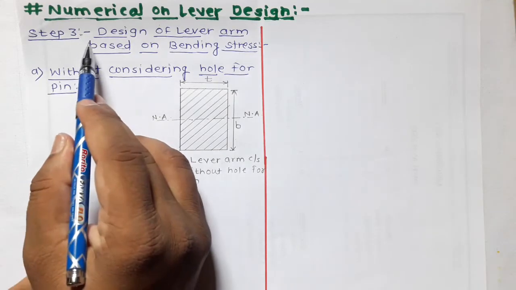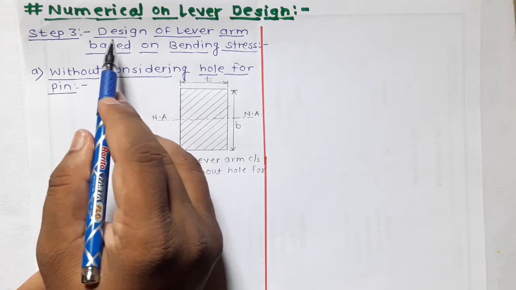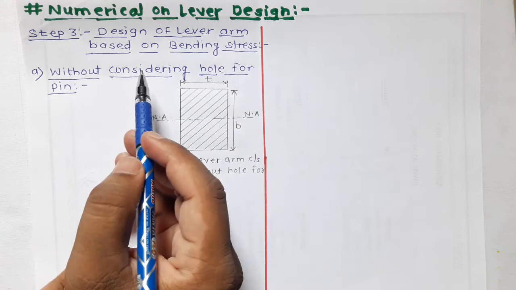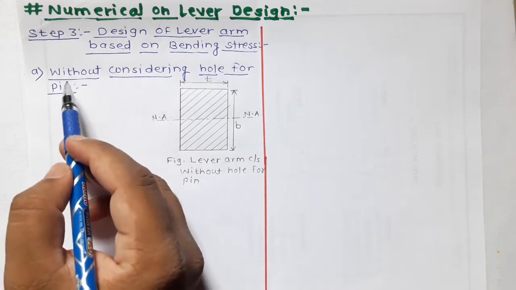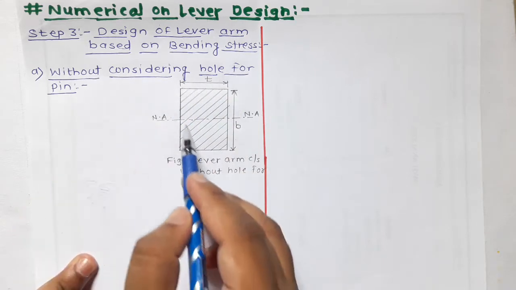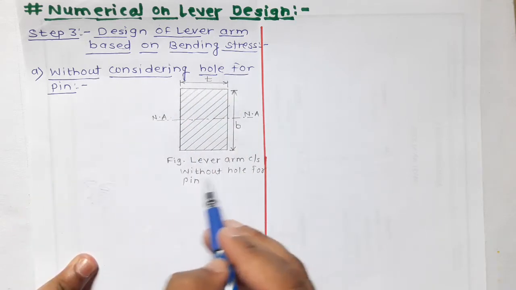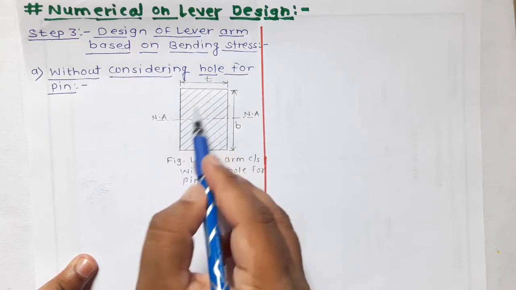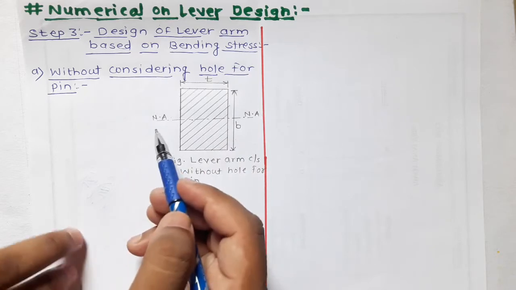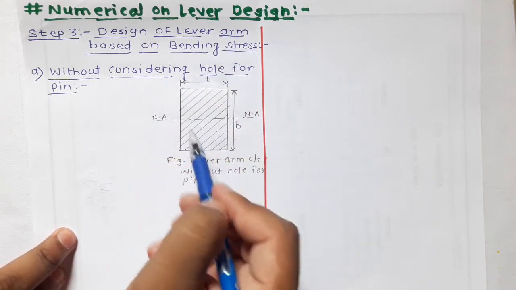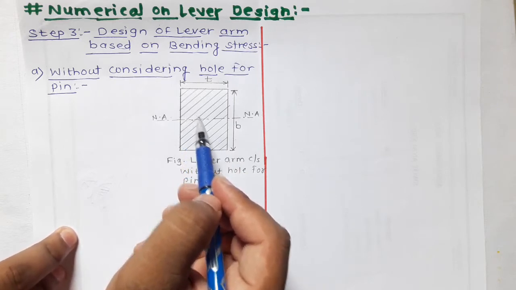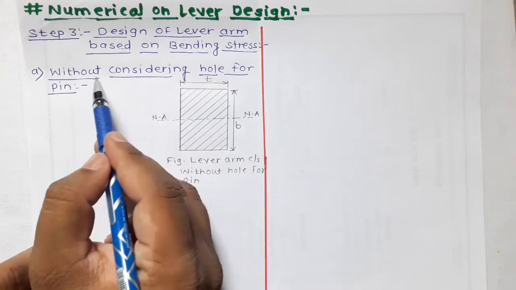Now let us move to step number 3 of this numerical. Step number 3 is design of lever arm based on bending stress. But it consists of two sub-steps. Out of that, the first sub-step is design of lever arm without considering hole for pin. This is a lever arm cross section without hole for pin, whose width is B and thickness is T. By considering the bending stress in this lever arm cross section, we have to find out width and thickness of lever arm cross section. That is, we have to find out B and T in this sub-step number 1.